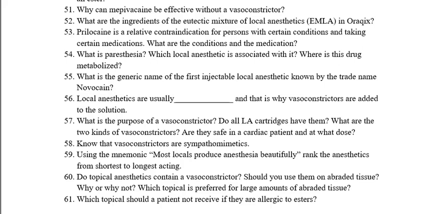Do all LA cartridges have them? No. What are the two kinds of vasoconstrictors? Epinephrine and levonordefrin. Are they safe in cardiac patients and at what dose? So let's just know epinephrine. They're reasonably safe in a cardiac patient. The dose would be 0.04 milligrams for a cardiac patient, which usually works out to be 2 cartridges of epinephrine at the ratio of 1 to 100,000.